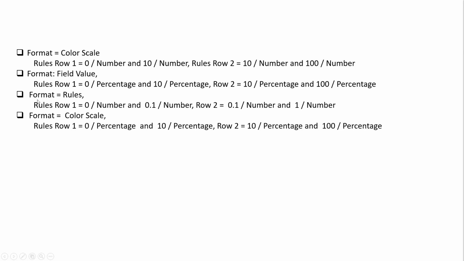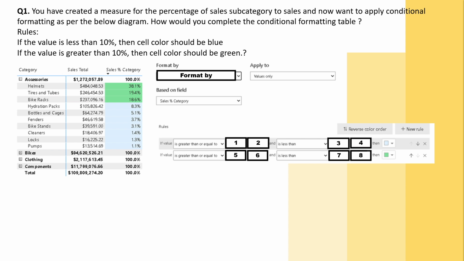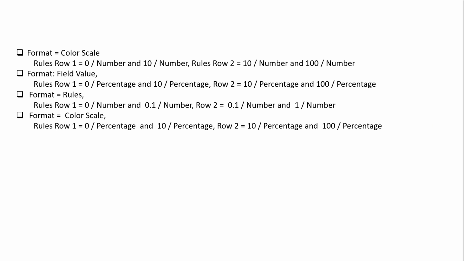Option number 3, format, you will add in rules, and for rules, row 1 you will have 0 number, 0.1 number, row 2 you will have 0.1 number and 1 number. And option number 4, format color scale. Rules for row 1 you will have 0 percentage, 10 percentage, row 2 you will have 10 percentage, 100 percentage. So let me take you back to the diagram and show you the table again, as well as the fields in Power BI that you need to configure. So what do you think the right option for this question would be?